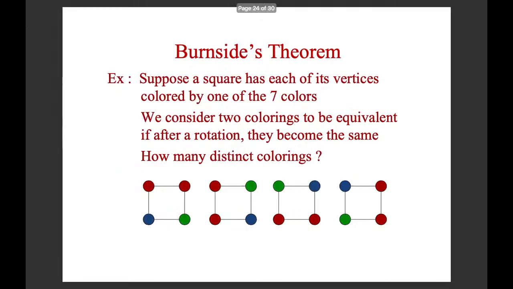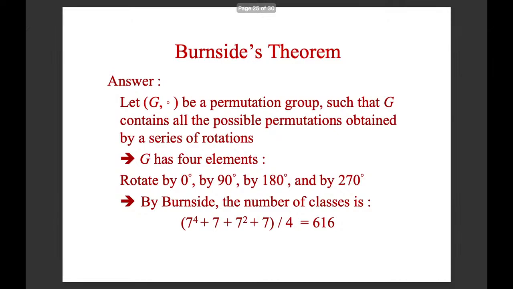Okay, so let's see another example. Here it is a square, and each vertex has 7 colors. So altogether, there are 4 different permutations that we will look at: 0 degree, 90 degree, 180, and 270. Now we need to be very careful in the counting. The number of invariants for rotation by 0 is 7 to the power 4, because every ground set item is mapped to itself.